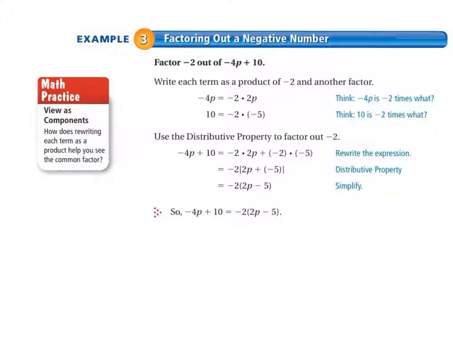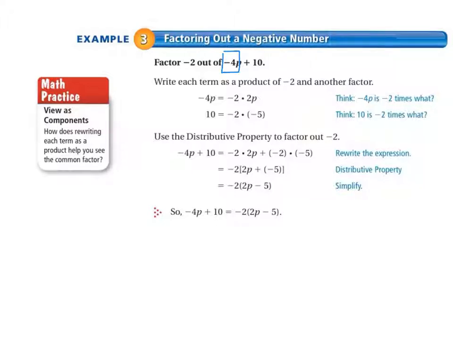So what they're trying to get you to think about is that if you have a negative to factor out, you always put the negative on the outside of the parentheses. They don't actually say that, but that's what you're doing. So if you have a negative to factor out, you're going to put that on the outside of the parentheses. So it says use the distributive property to factor out negative 2. So negative 4p plus 10 equals negative 2 times 2p plus negative 2 times negative 5.